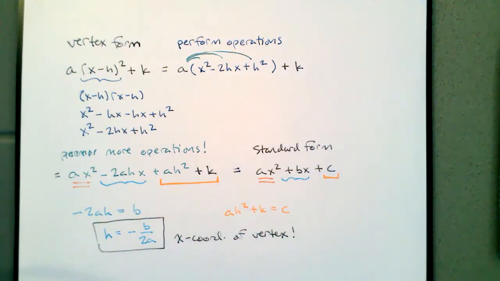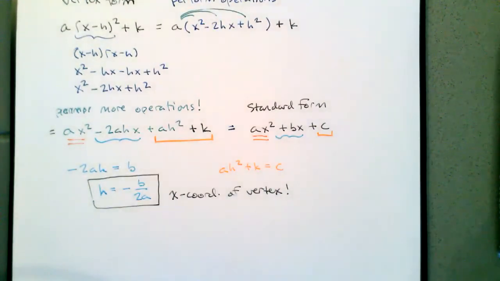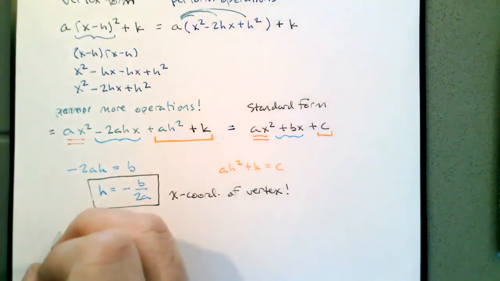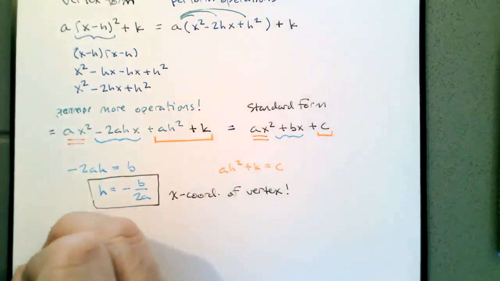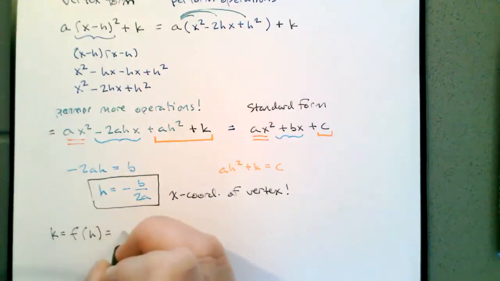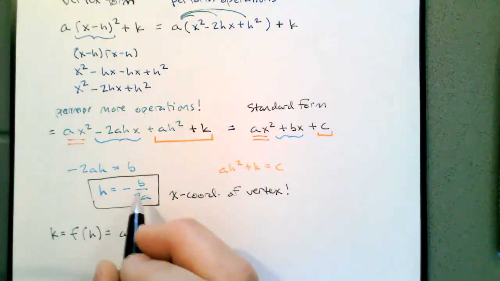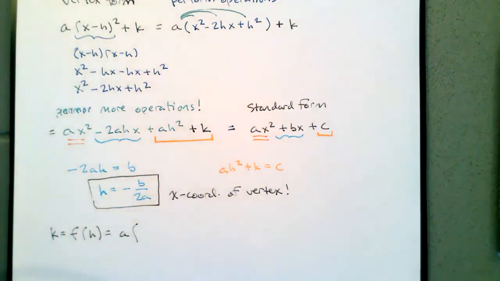We should be able to get the y-coordinate of the vertex by plugging negative b over 2a into the standard form. Let's try that. Let's say k. We know that k is equal to the function evaluated at h. So let's take f of x and plug in negative b over 2a.